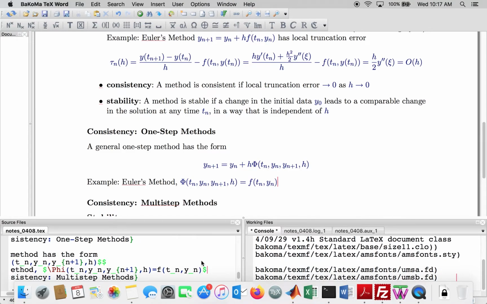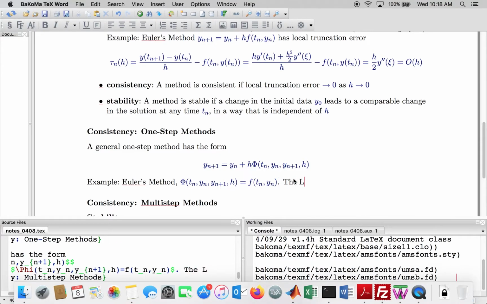Whereas for another method such as fourth-order Runge-Kutta, it'd be a much more elaborate expression that would deal with 4 evaluations of f. That would include t and also h. And I'll show you another example when I go to show local truncation error.